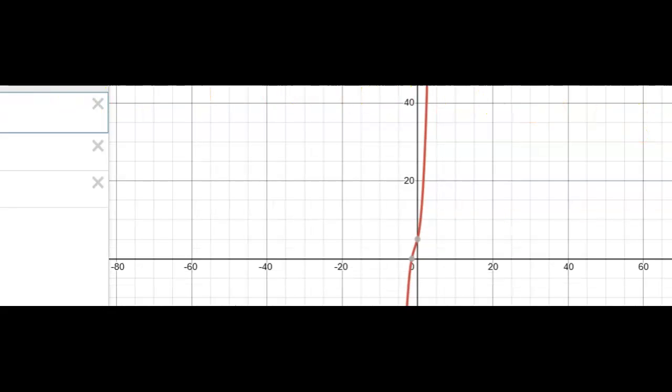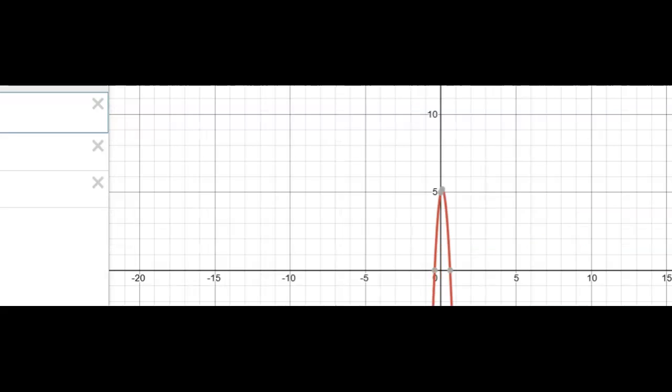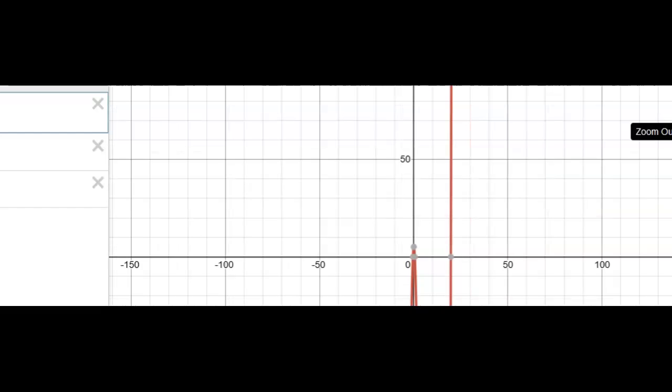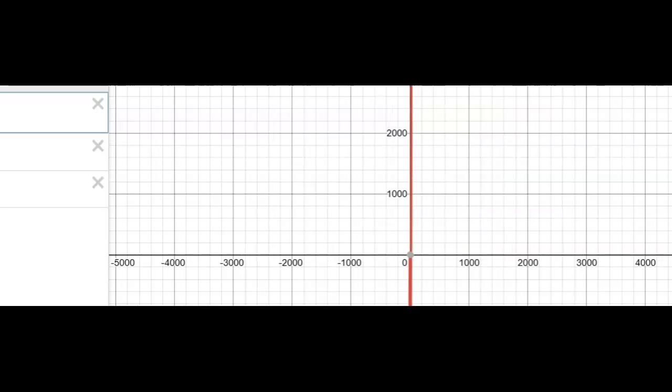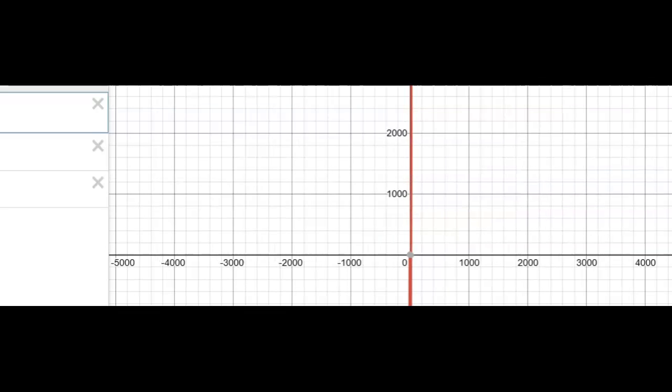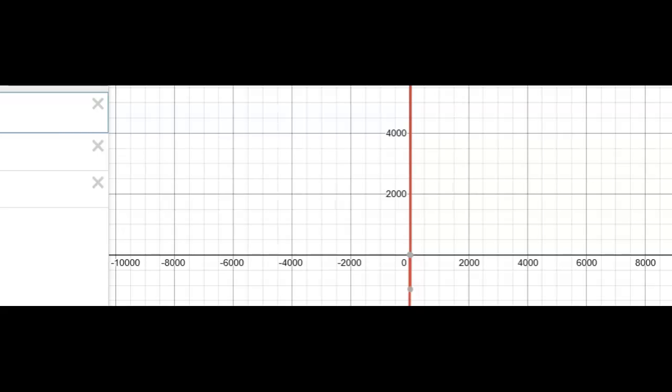I could change it. Watch what happens if I do x cubed minus 20x squared. If you don't zoom out, it seems like, oh look, it's going down on the left and down on the right, but it doesn't. If you zoom out far enough, you'll see it's actually like the cubic, except it goes down and then goes back up. So the end behavior is still the same.